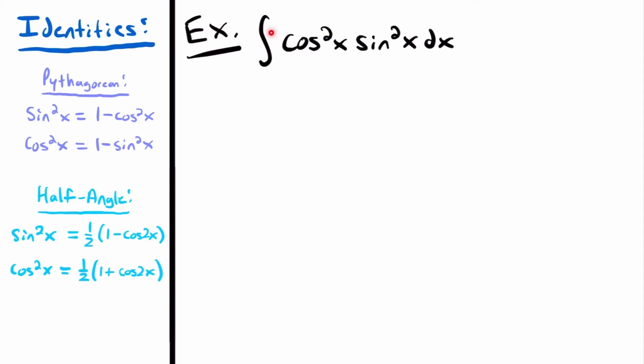All right, so here's our next example. We have the integral of cosine squared x times sine squared x dx. Now, if you notice, in this case, if we look at cosine and sine, both of them have an even power of 2, right?